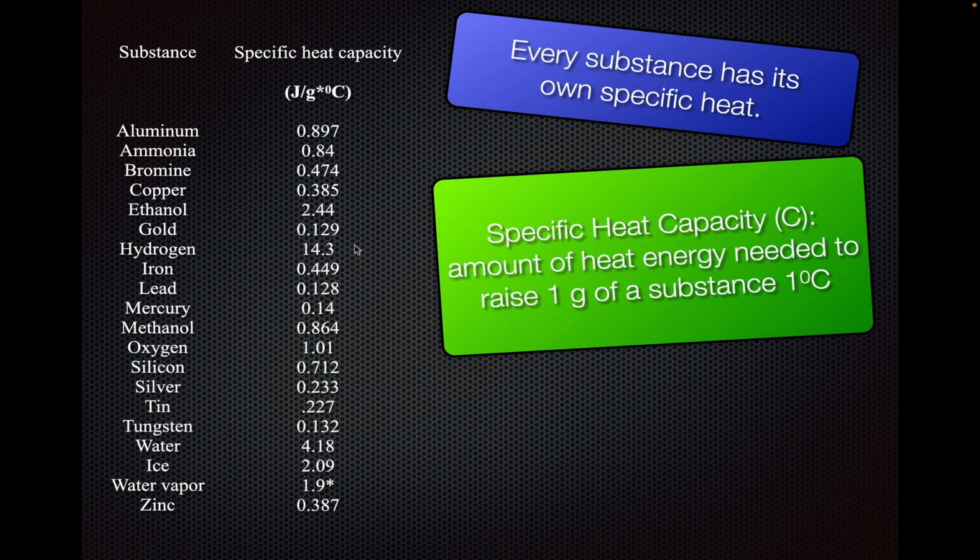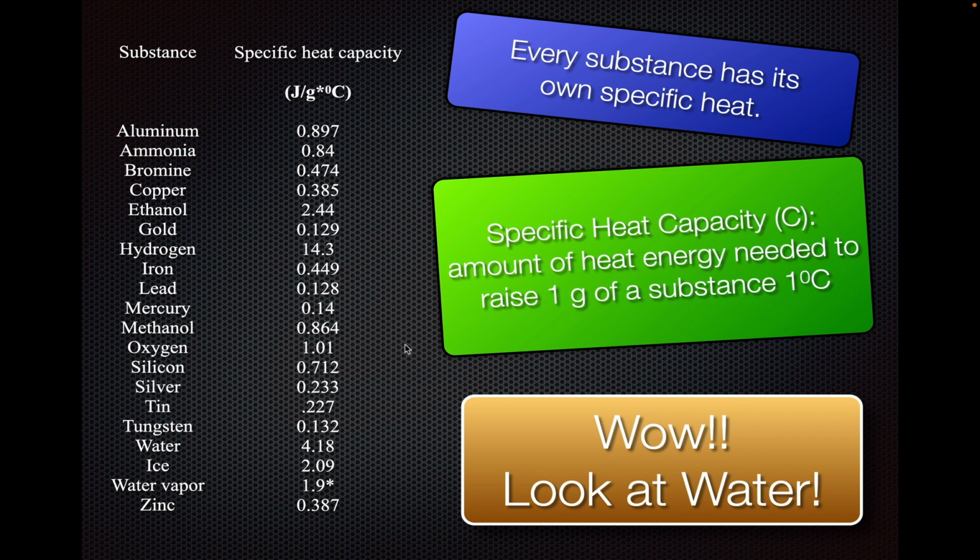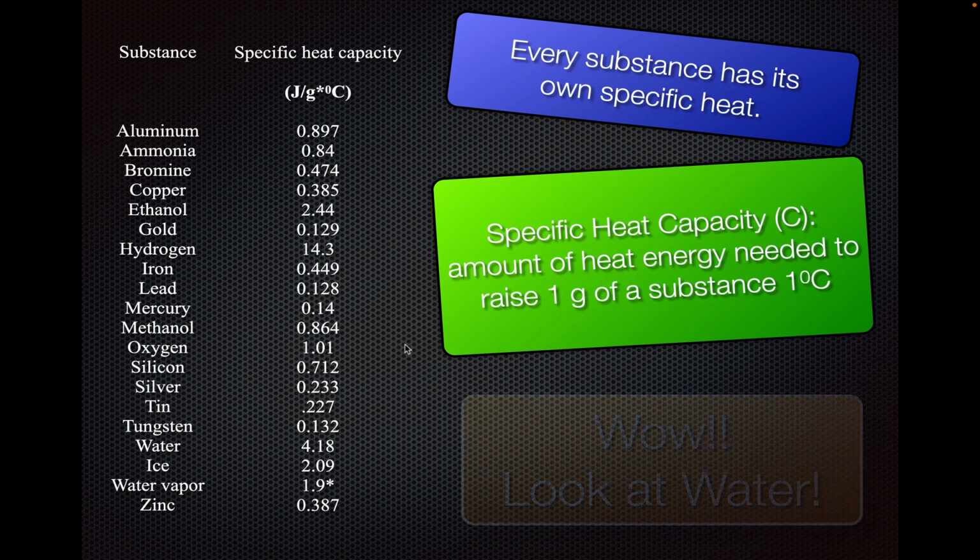Every substance in the world has its own heat capacity, or its ability to absorb heat and hold on to it. So notice how we have a whole list of them. Notice how water down here is really high, 4, where most of these are less than 1. Hydrogen's super high too. So water has a really high capacity to hold heat energy.